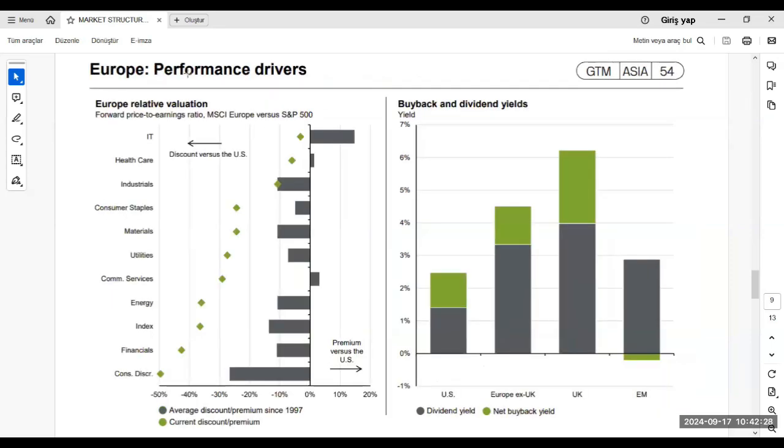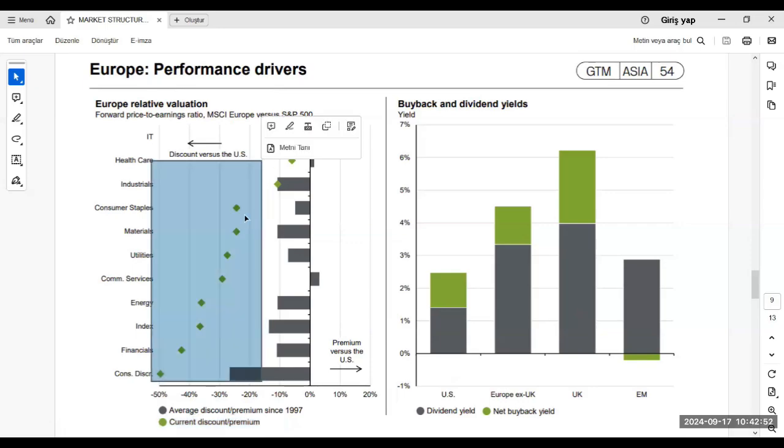And now, Europe, not the United States, and other cases, it is performance drivers. What is triggering the performance of the company in the financial market, in the euro? Please look at this average discount premium since 1997 and the current discount premium. As you see, current is really, really lower. What does this mean? Europe is absolutely cheaper normally.